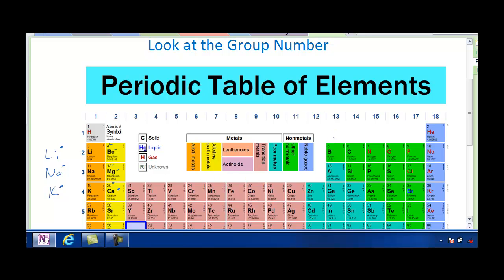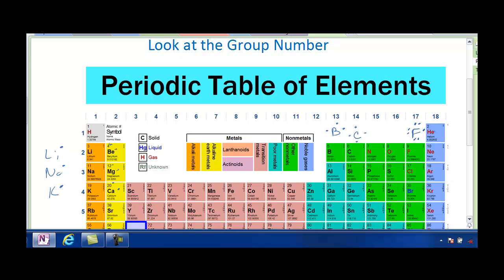Group 3A, like boron. How many dots for boron? 3. So you can put them like that. What about carbon? Group 4, how many dots? 4. This, fluorine. Group 7, how many dots for fluorine? 7. So you go and put your 7 dots, one in each side, and then start pairing them.